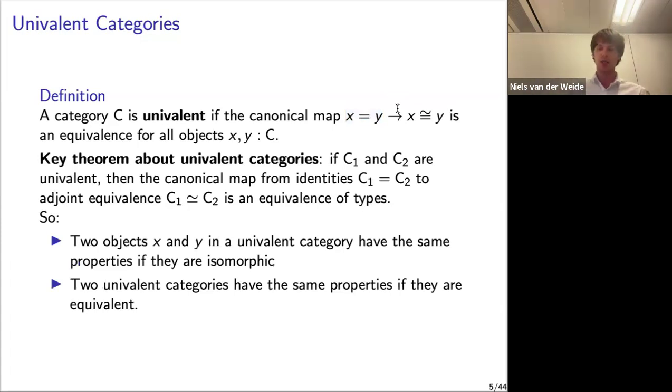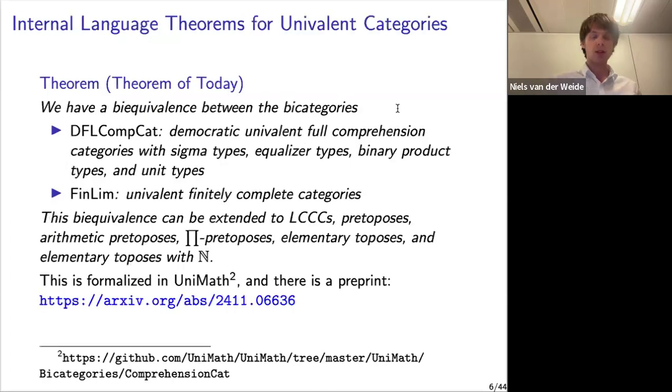And this is something that is quite nice, because it allows us to transport structure and properties along adjoint equivalences for free. So the theorem that I was interested in, and which will be the main topic of the talk now, is an analog of Dybjer's and Clairambault's theorem, but then for univalent categories. Let's make it more precise.